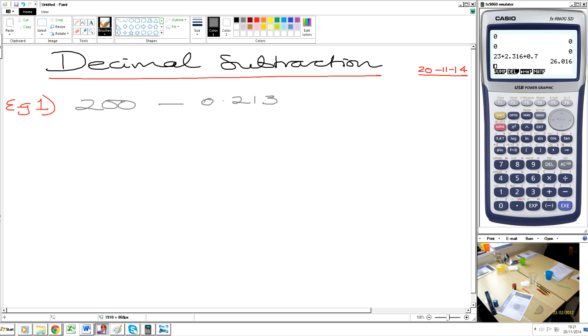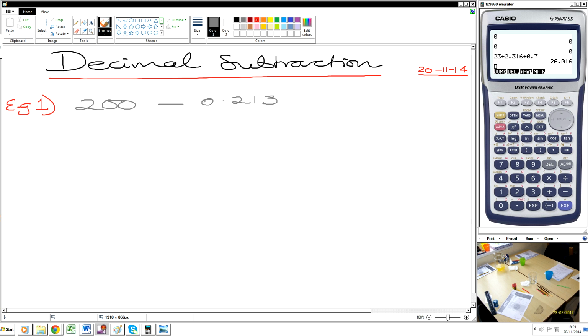Now we're looking at decimal subtraction. We have an example here, example number 1. We have the number 200, and we're going to minus that 0.213. So even though the title says decimal subtraction, we have a whole number in there. We do have whole numbers in decimal subtraction, but we need to decimalize it.